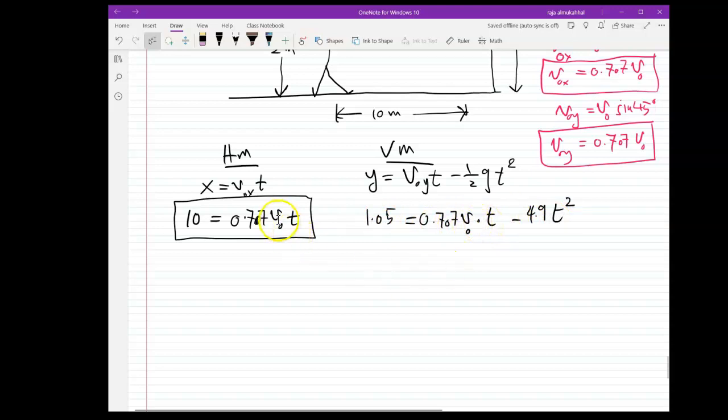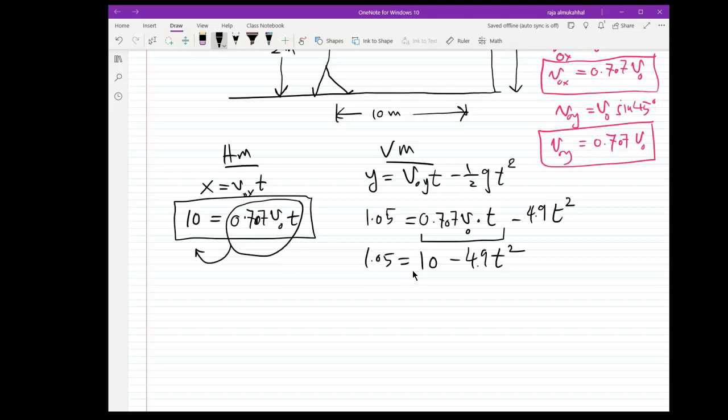But here is the good news. Look at that, V naught T. Or actually, 0.707 V naught T. This whole thing is equal to what? Is equal to 10. Well, look at that. This whole thing must be equal to 10. See that? So I can just do this. 1.05 equals 10 minus 4.9 T squared. So what's cool about this problem is that if you don't see certain things, it becomes really difficult. But if you can see those things, it's almost trivial.